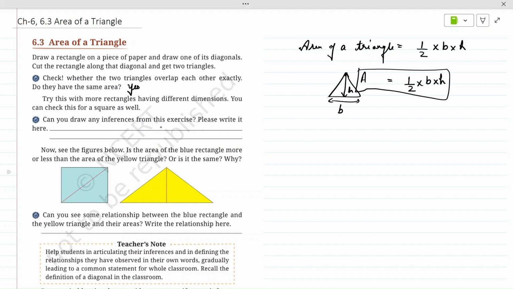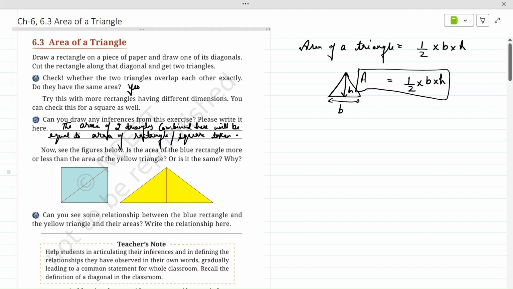So can you draw any inferences from this exercise? Please write it here. So what we can say here is, yes, the area of the two triangles combined will be equal to the area of the rectangle or square taken, that is, from which we have cut these two triangles.